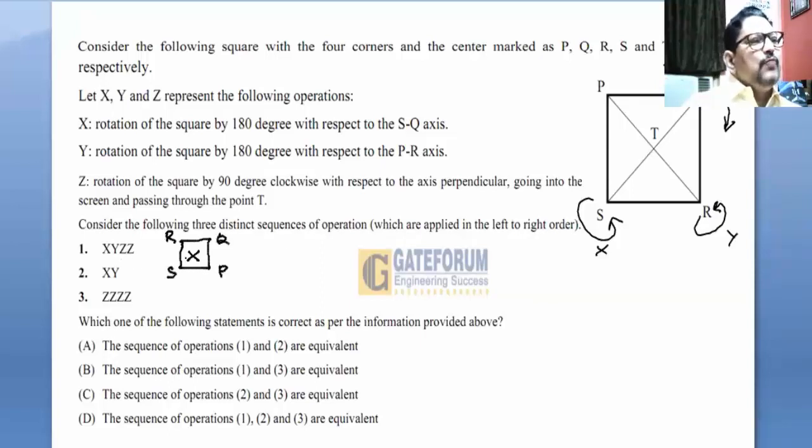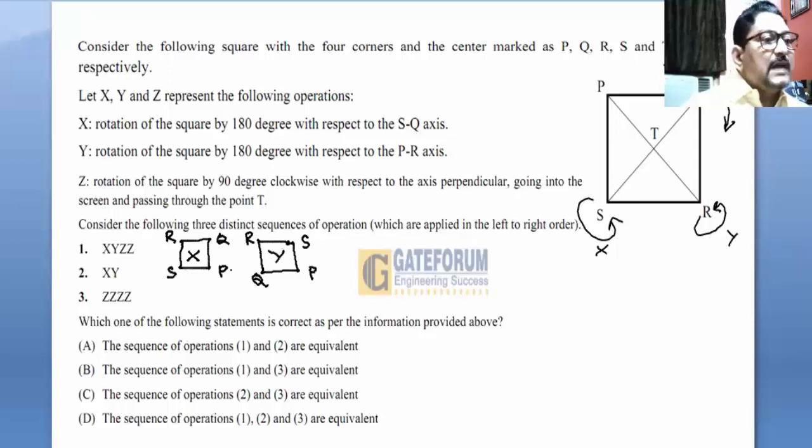Then I will do a Y on this. Now I am not going to do the Y on the main diagram. I am going to do the Y on this, what I have achieved just now. So Y means what? Along this axis, I shift 180 degrees. So Q will come up here, S will come up here, and the rest will remain as it is. So I have done a Y on this.